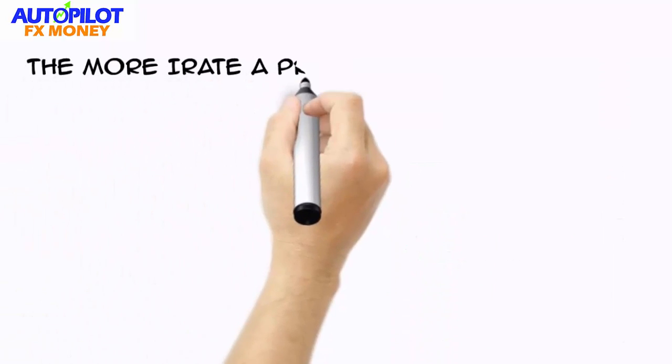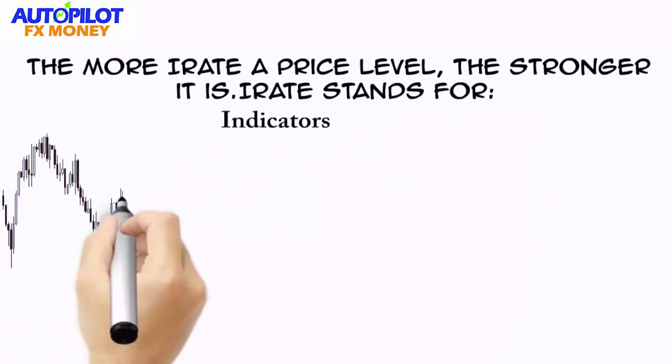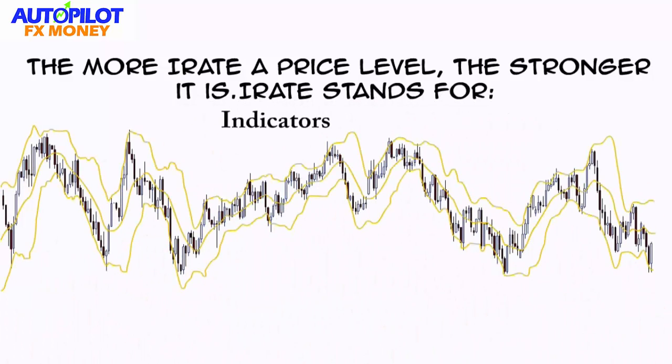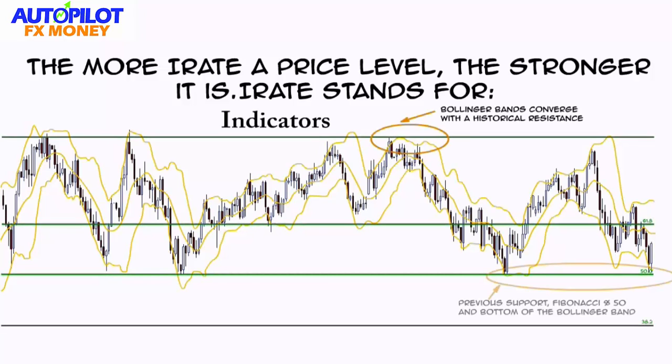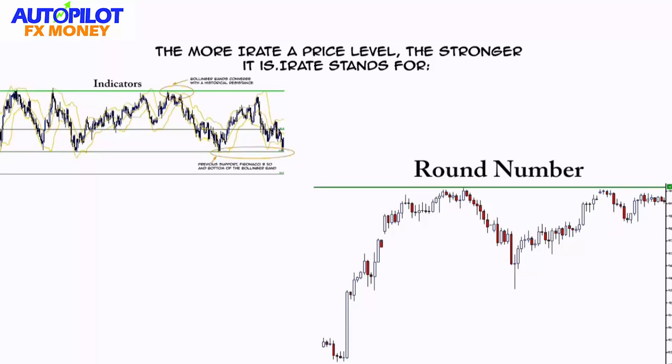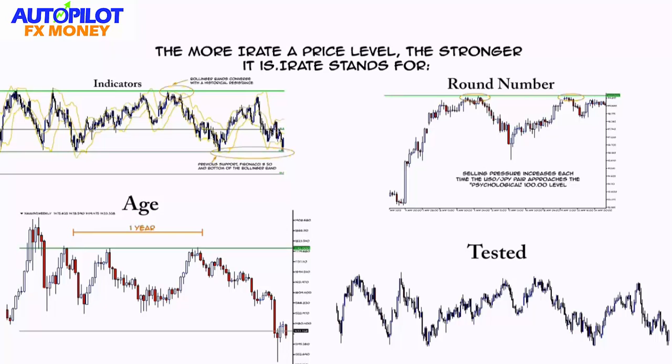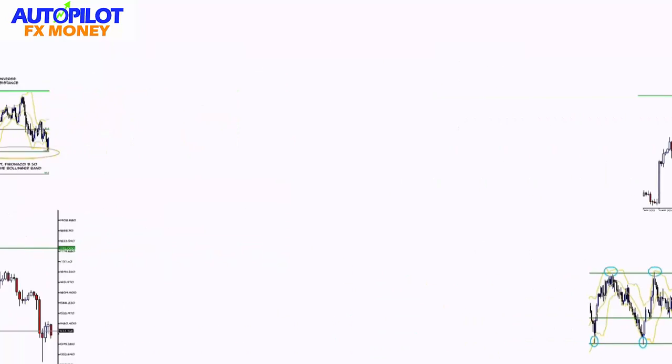The more I RATE a price level, the stronger it is. I RATE stands for indicators, round number, age, and tested. The more indicators that converge on a given price range, the stronger support and resistance it becomes. Round number: the more zeros at the end, the more respect it tends to get. Age: the longer the price area has held as support and resistance, the stronger it is. Tested: the more times the price area has been tested, the stronger the support and resistance there.